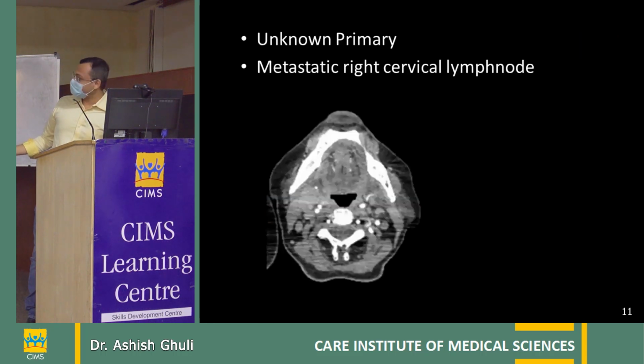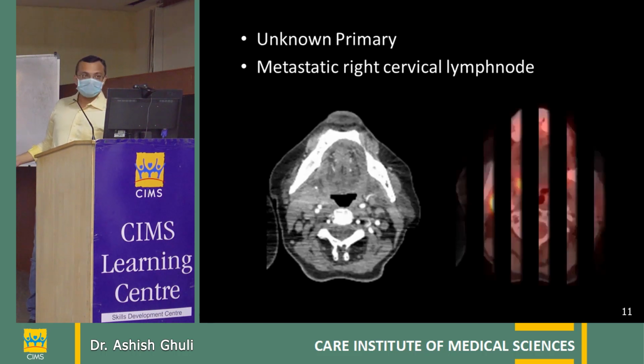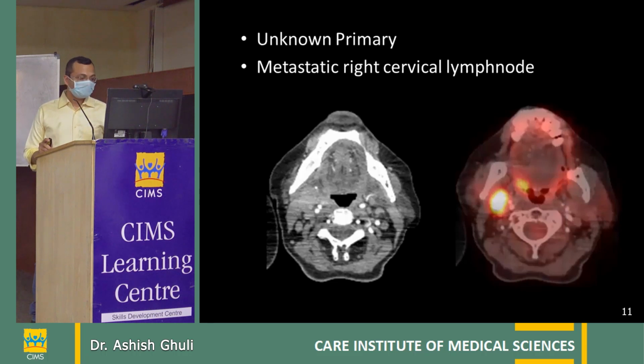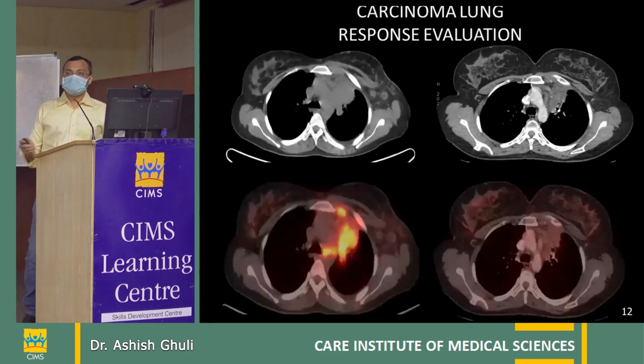This is another case of unknown primary with a metastatic right cervical lymph node. On the CT scan, you can see an enhancing lesion in the right level 2 cervical region, but the rest of the CT scan looks normal. But if you see the PET scan, there is an intense uptake in the right tonsillolingual sulcus. So, it being physiological imaging, lesions can be picked up much before any structural abnormality. So in the metastatic lesions, there is increased uptake of this. What is the mechanism behind this enhancing?